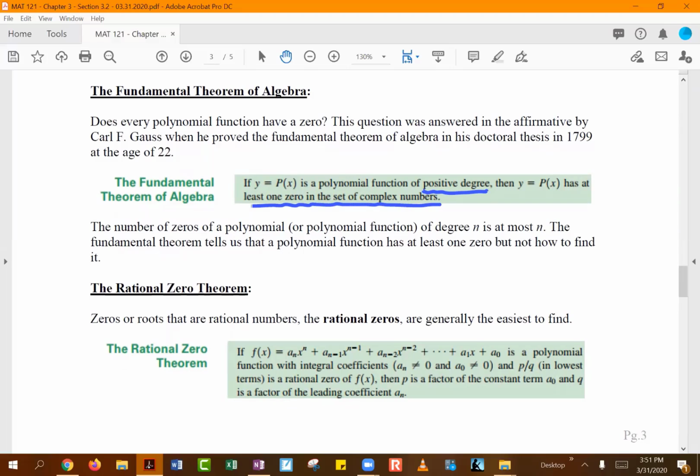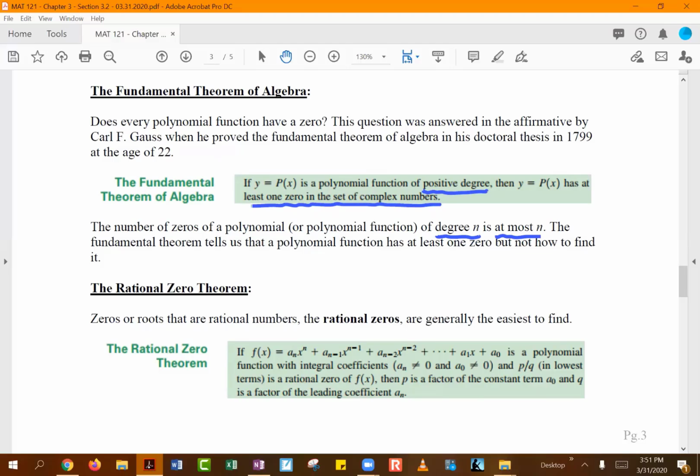If you have an n degree polynomial, then you should have at most n number of zeros. So if it's a third degree polynomial, you will have a maximum of 3 zeros or 3 factors to your polynomial. If it's a fifth degree polynomial, then at the most you will have 5 zeros for that function. So that's kind of a neat rule to keep in mind.